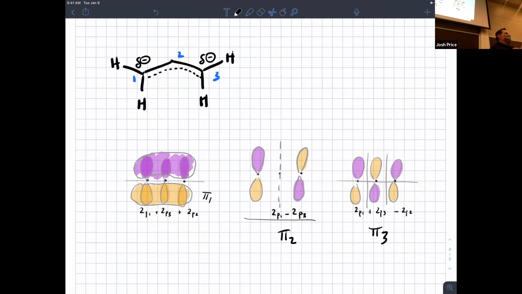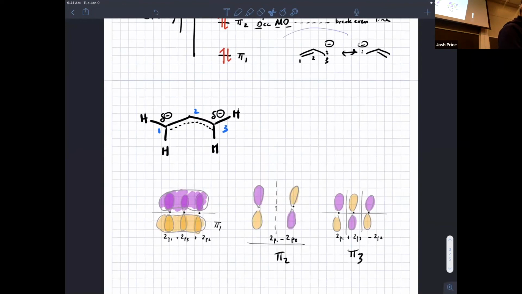So according to our resonance structure, we said there were electrons that are shared across atoms 1, 2, and 3 in the valence bond picture. What does the MO picture tell us? Which one of those MOs reflects that expectation? Pi 1, right? Bonding electrons in an orbital that extends over 1, 2, and 3. Okay. So at least in that way, the resonance picture from valence bond theory gets us to the same place that MO theory gets us.